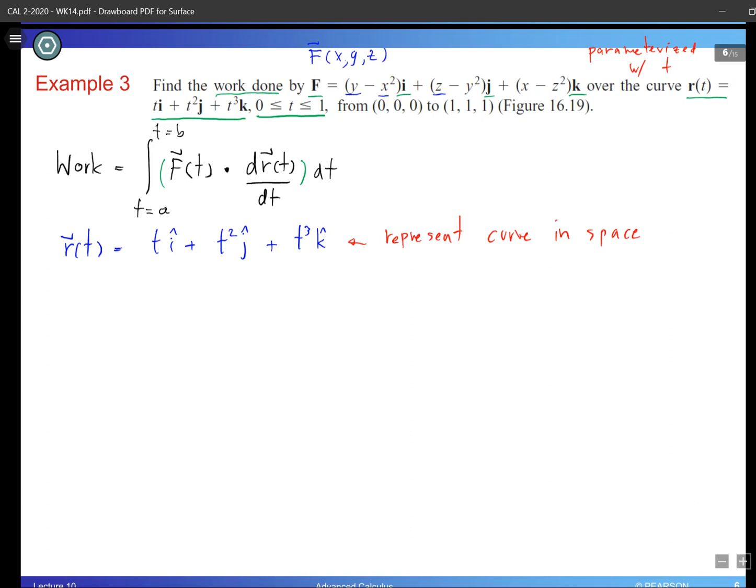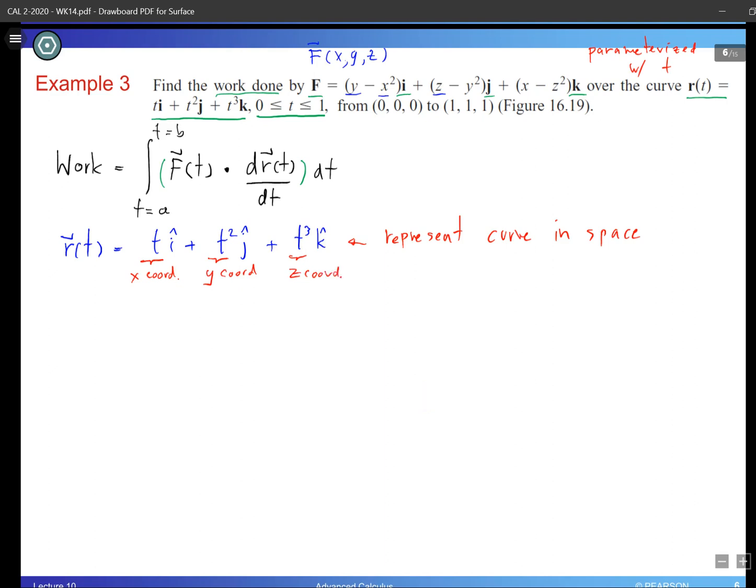Which means that each component of this r(t) is going to represent the coordinates in the space. Each component represents a coordinate in the space. First component, for i, is going to represent the x coordinate along the line. The second one represents the y coordinate along the line. And the last one, this t cubed, is the z coordinate along the path.